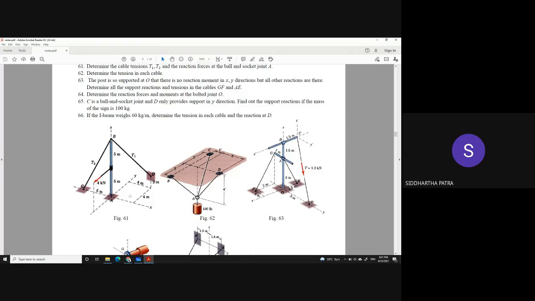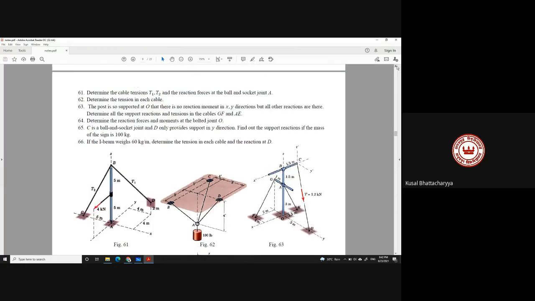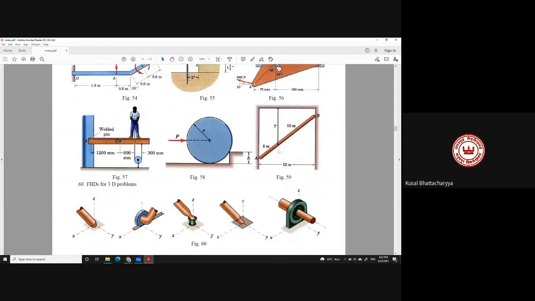Sorry to disturb, sir. In the last problem, while we draw the FBD, there will be some reaction force along X and Z direction, and there will be some moment along X and Z direction. But sir, the shaft can travel along the minus y direction, right? Then we will have to show some reaction force along the positive y direction.